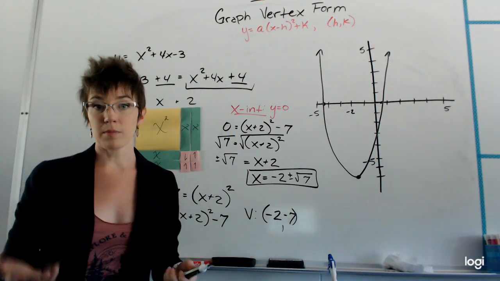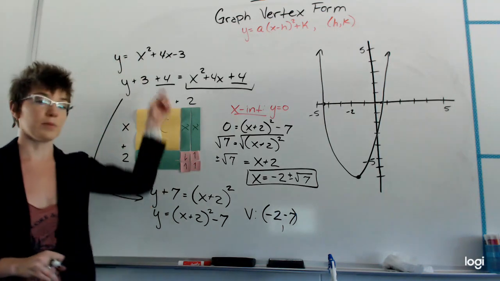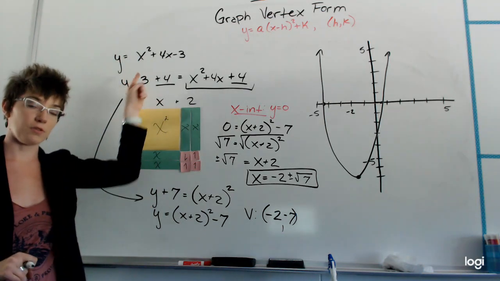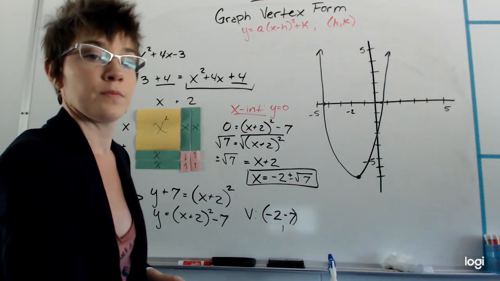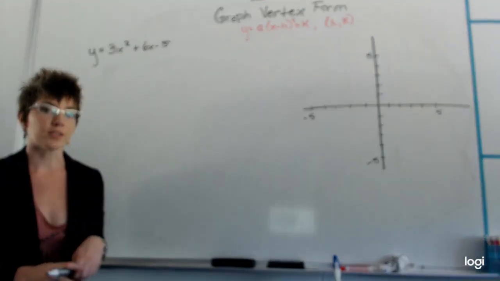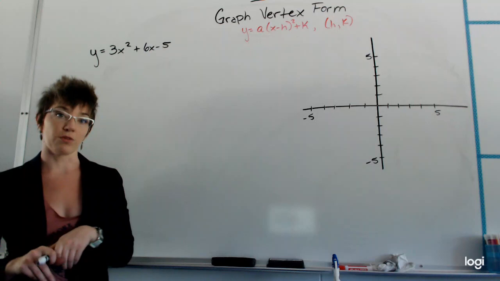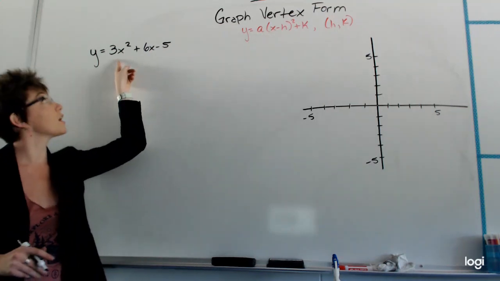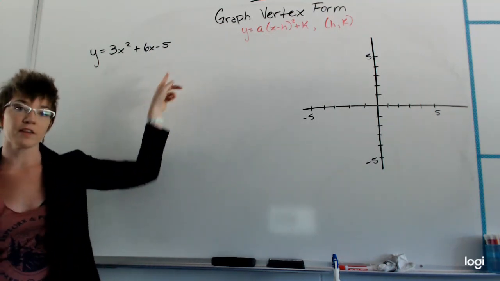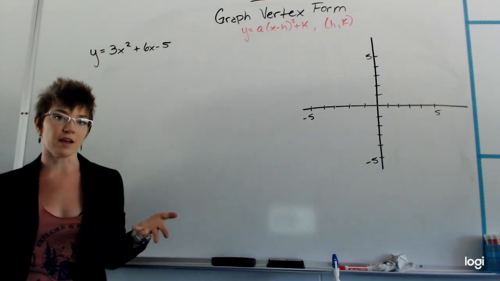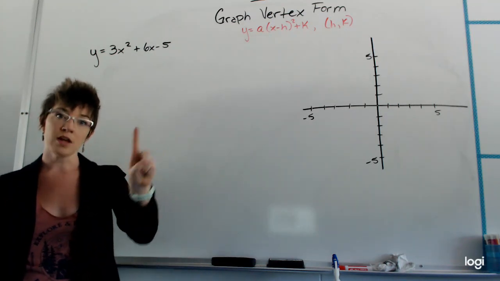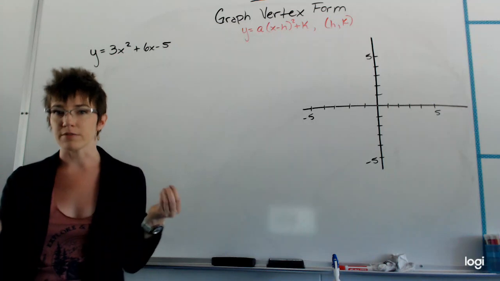Okay, so the next problem I'm going to go over is going to be completing the square where your a value does not equal 1. All right, so here's the next problem that I want to go over with you guys. It looks something like 3x squared plus 6x minus 5. And you can see right away that our a value is 3 and not 1. So completing the square is a bit of a different process.